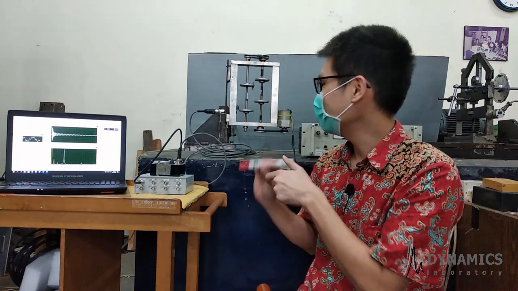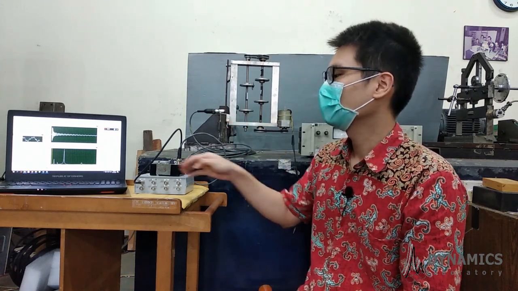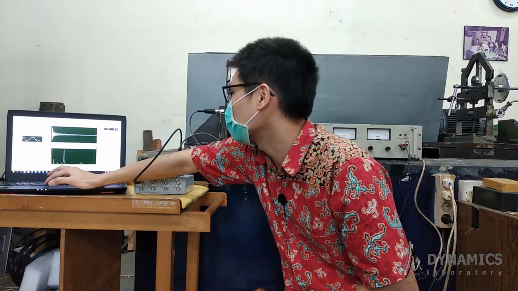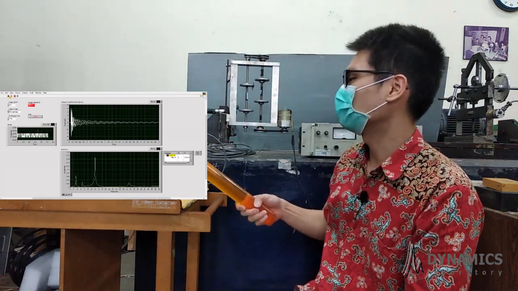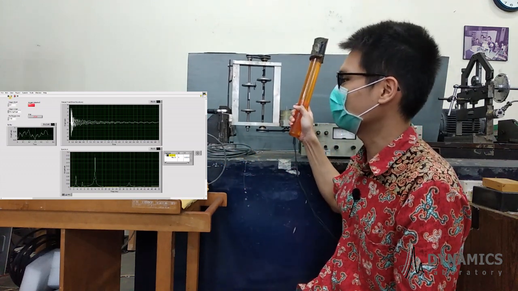In this module, we will conduct the bump test experiment in three axes: x-axis, y-axis, and also z-axis. For the first experiment, I will conduct the experiment in the x-axis. Before we impact the system, we have to start the program first. And then after the program is running, we can give the impact excitation force to the system.